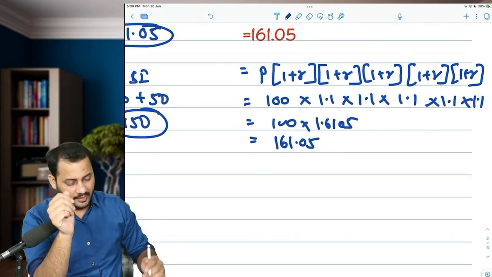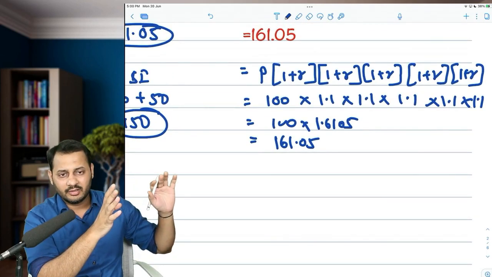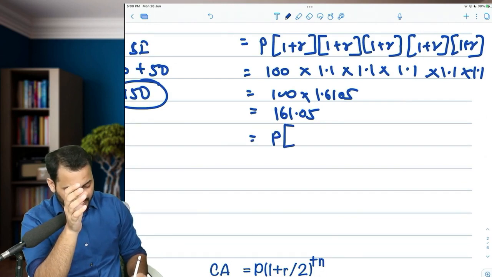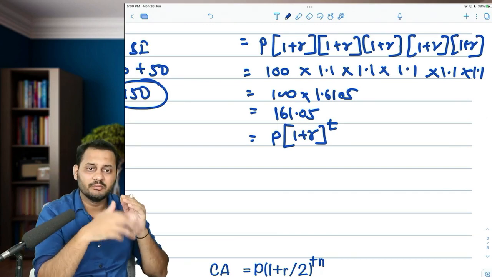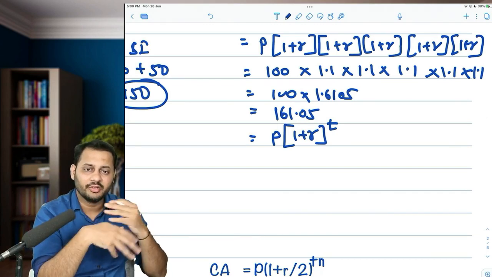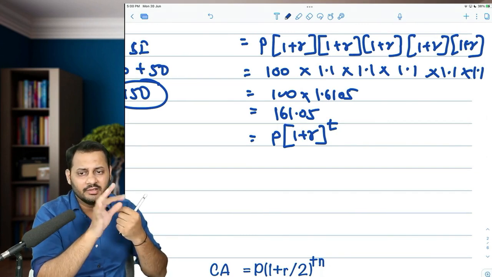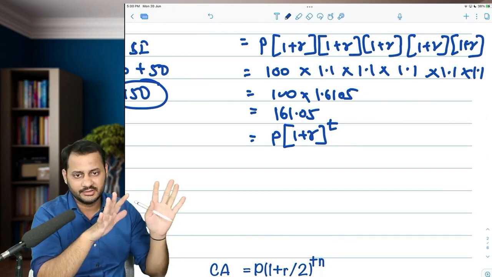Now, instead of writing 1 plus r so many times, what we can do is simply write it as P in bracket 1 plus r to the power t. T means the number of times that we are going to multiply it, the years, basically. Now one thing will be added over here. This is the basic.